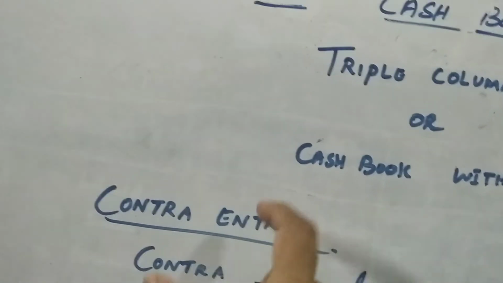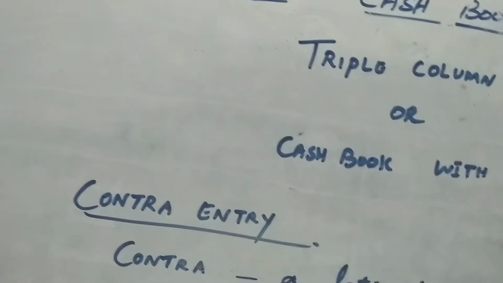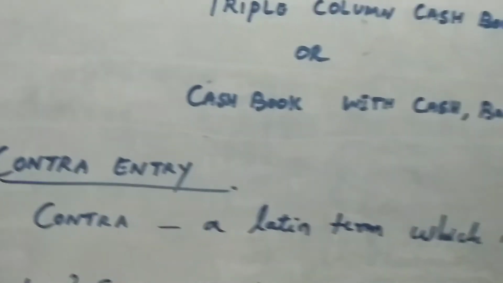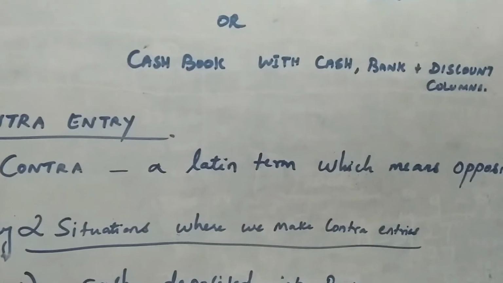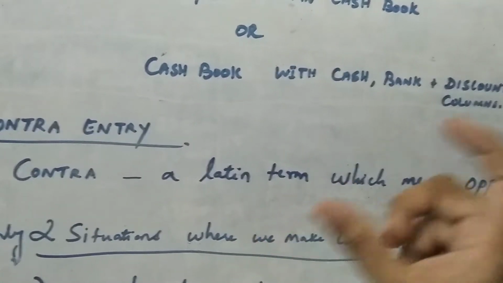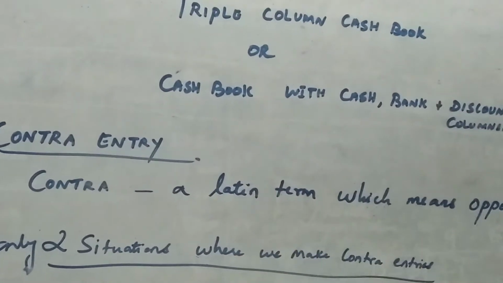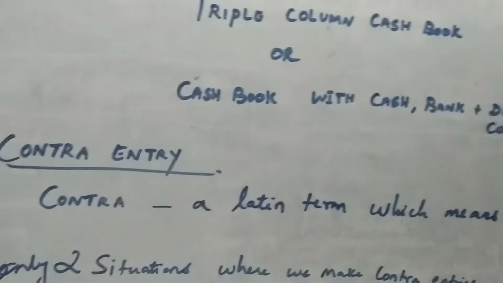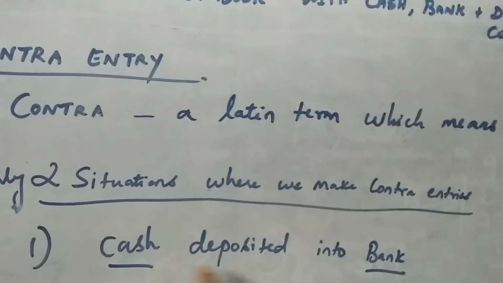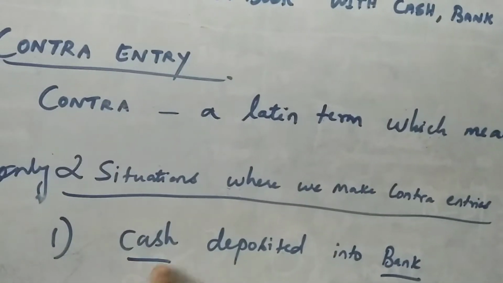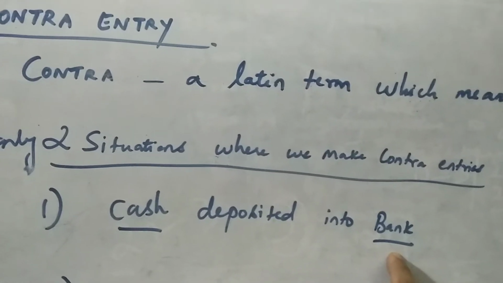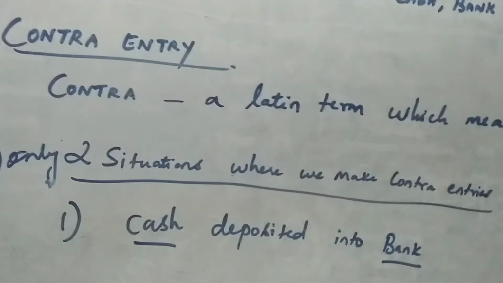we are going to deal with a new concept called contra entry. So contra is a Latin term which means opposite. So contra entry means you will be recording it in the opposite book. There are only 2 situations where we make contra entries. 1, cash deposited into bank. So when both cash and bank comes in the same transaction, you will have contra entry.